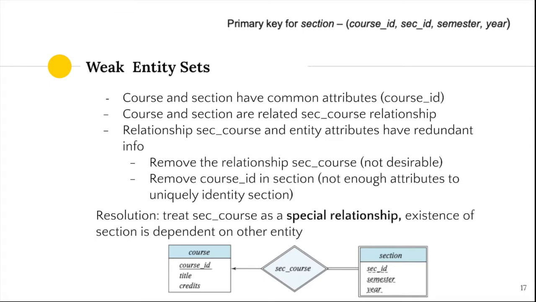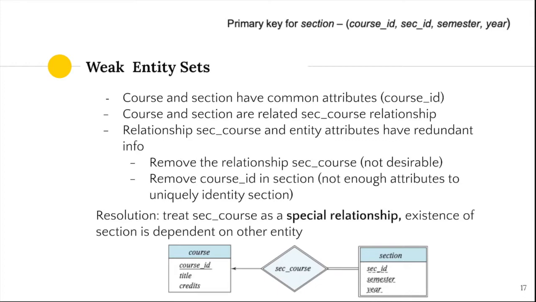hindi enough yung union ng lahat ng attributes for the section is not enough to uniquely identify a section. Why? Because sometimes gumagamit tayo ng same section ID pero different courses and then they are offered sa same SEM and sa same year. So, what we need to do is to keep the relationship sec course, remove the course ID, and declare this as a special relationship wherein the other object is dependent dun sa another object.